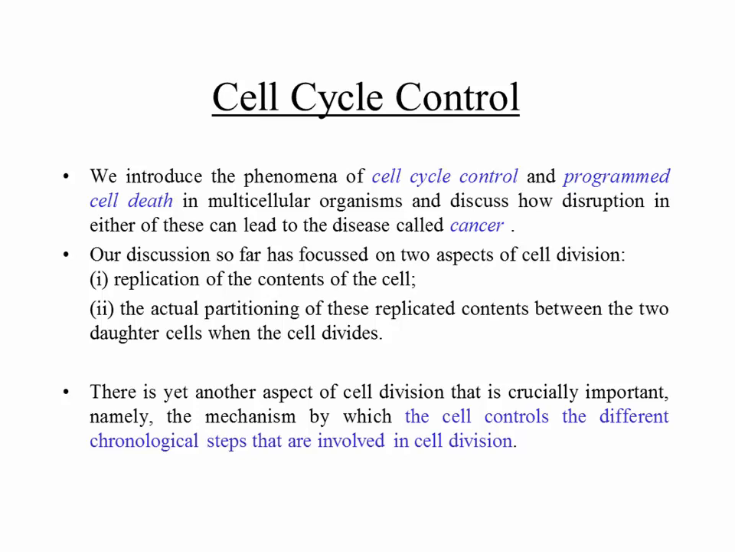Our discussion so far has focused on two aspects of cell division. Number one, replication of the contents of the cell. Number two, the actual partitioning of these replicated contents between the two daughter cells when the cell divides. There is yet another aspect of cell division which is crucially important, namely the mechanism by which the cell controls the different chronological steps involved in cell division. So what is the timing mechanism for things to run smoothly? That's what we are going to look at in this chapter. And that is carried out by enzymes called kinases.